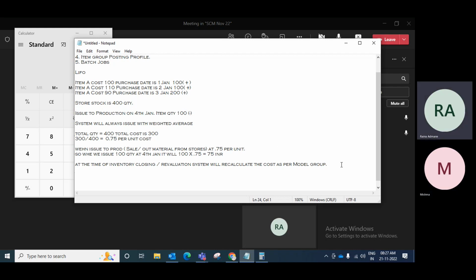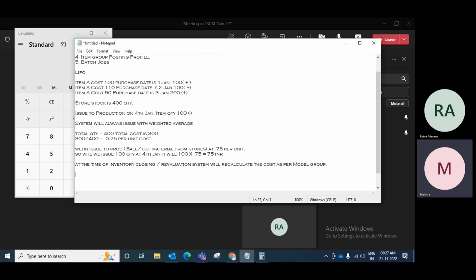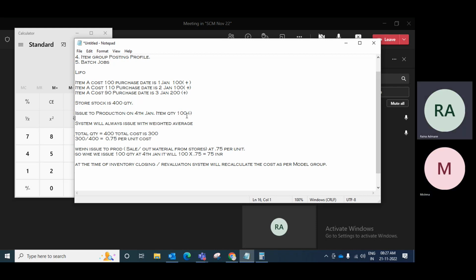Now we'll move ahead. The item quantity you've mentioned is 100. So how are we considering that 100 over there? Next to issue to production on 4th January, we can take it as 100. It's an assumption. You can say 150, for example. It is just a hypothetical example, like I took 100 purchases and 100 rate, 110 purchase cost and rate, quantity is 100. So this is an assumed quantity, a hypothetical example.